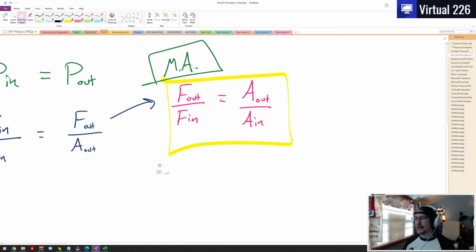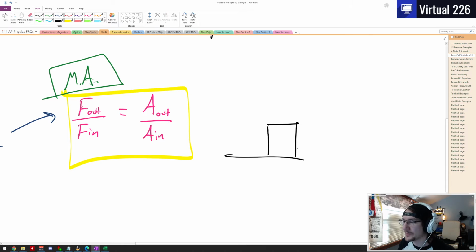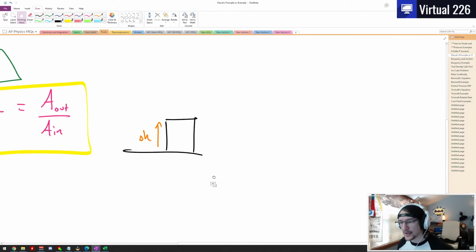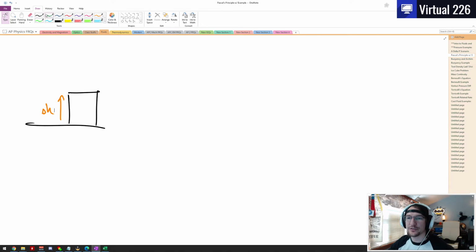So in the case of a ramp, right? What we're doing is we're saying, look, I could lift a box from the ground up to a shelf. I could go vertically upward, right? This is some delta H, and that's all I'd have to move.